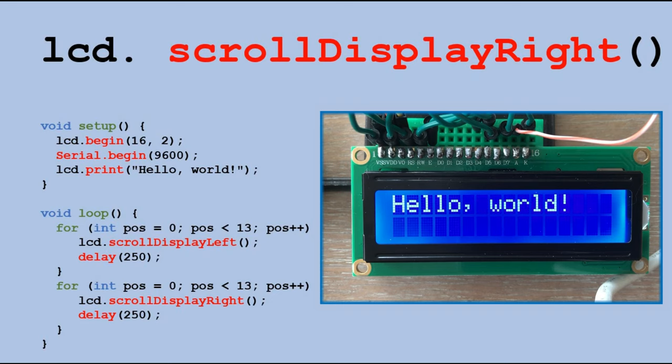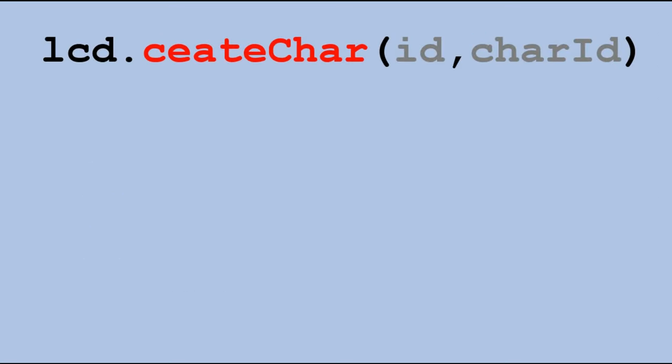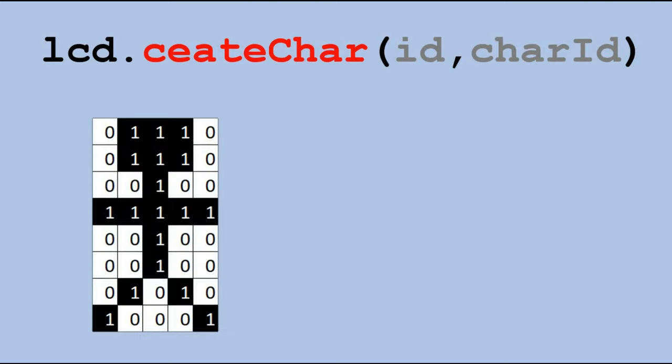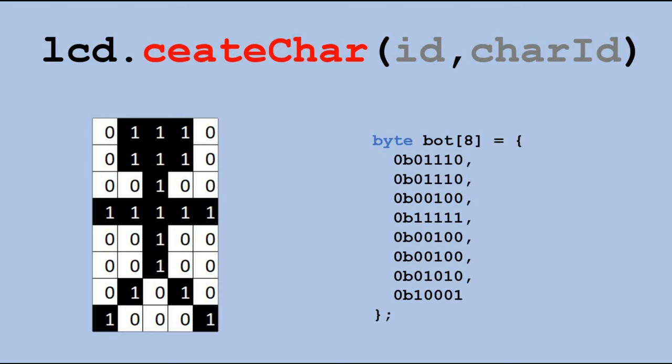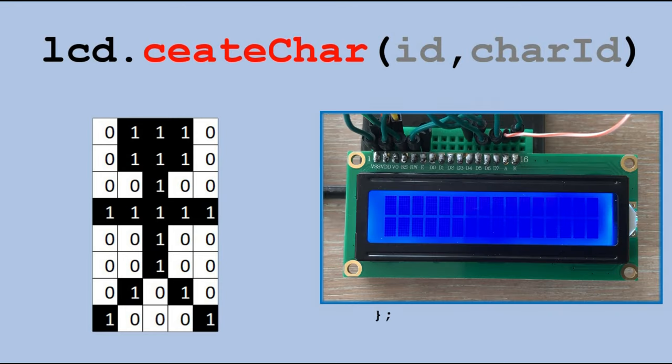When working with an LCD display, you're not limited to just existing alphanumeric characters. You can also define your own ones. This can be done using the LCD createChar method. First, you have to come up with a character design like this bot here. The character size is 5x8 pixels and you need a binary representation of it. Then it can be transferred into a binary table that can be later used in Arduino code.